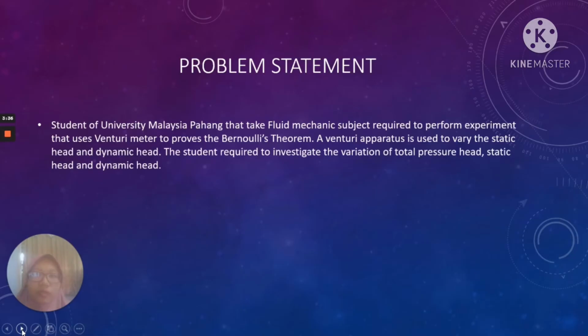For the experiment problem statement, students of University Malaysia Pahang taking the fluid mechanics subject are required to perform an experiment that uses a Venturi meter in order to prove the Bernoulli theorem. A Venturi apparatus is then used to vary the static head and dynamic head. The students are then required to investigate the variation of total pressure head, static head, and also the dynamic head.